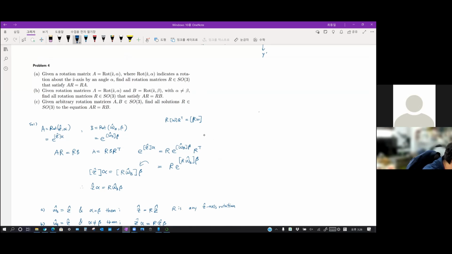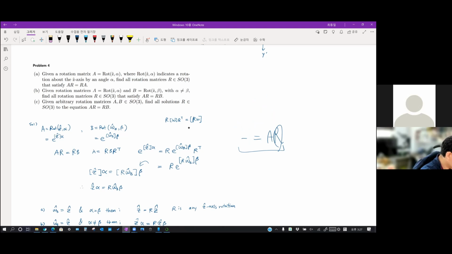So this means there is a rotation matrix, and if we post multiply or pre-multiply some rotation matrix, if these two things are equal, then what is this R matrix? So this problem is asking about what is this R matrix.